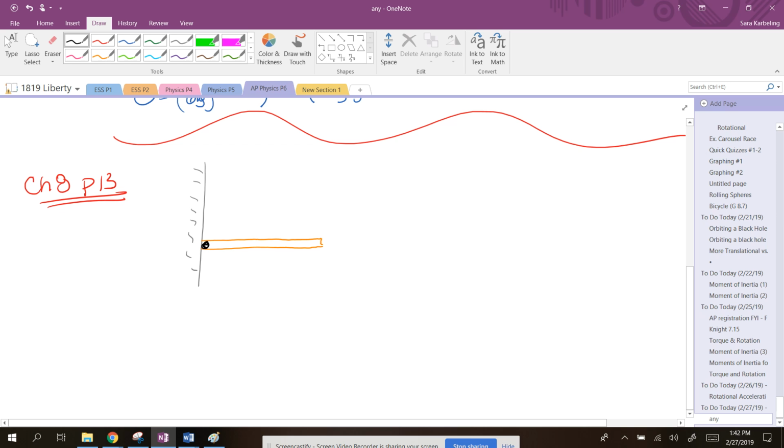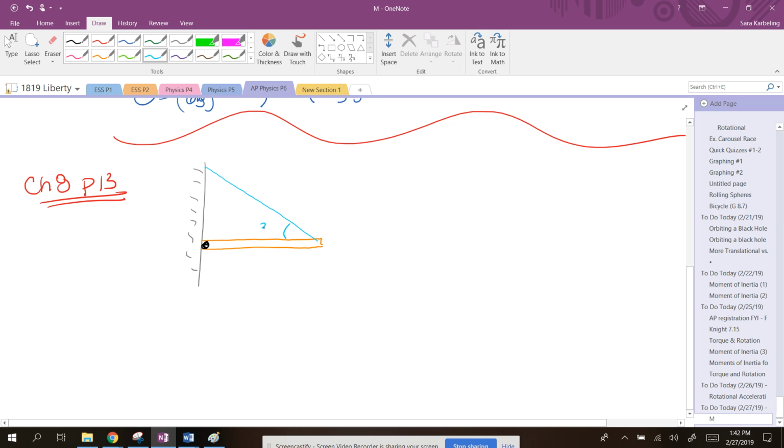If left to its own devices, it's going to fall, right? But we have a cable or something that goes to the end and is holding it up. Why do we have this situation? I don't know, but it's a fun little physics problem.